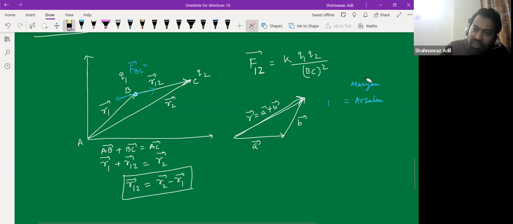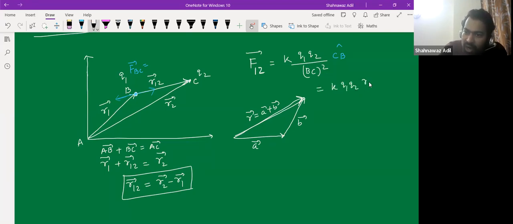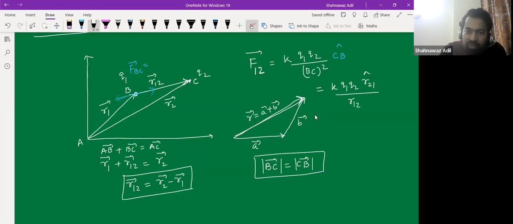So the direction would be CB hat, and I have written it in 1-2 notation. In 1-2 notation, this is Q1, Q2, R21 hat. And this is BC, which is R. I can write it that way because the magnitude of the BC vector is the same as that of the CB vector. So in the magnitude part, I can write whatever I want. So I can write it as 1, 2.